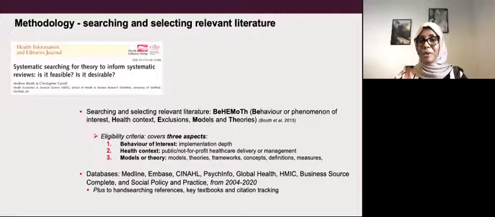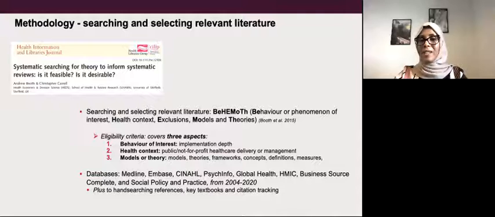The approach we use to search and select relevant literature is one from Booth and colleagues, which is termed BeHEMoTh. And that stands for behavior or phenomenon of interest, health context, exclusions, models, and theories. And this approach provides a structured way of identifying and specifying theory in a systematic review to derive the eligibility criteria and design the search strategy.